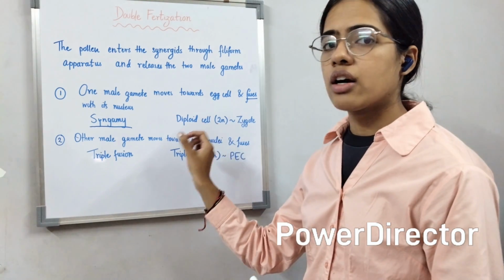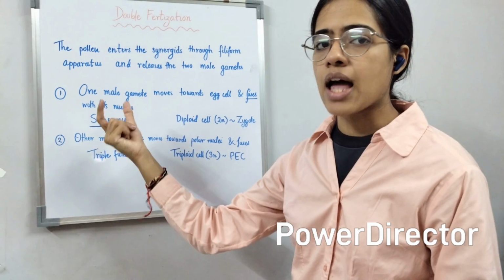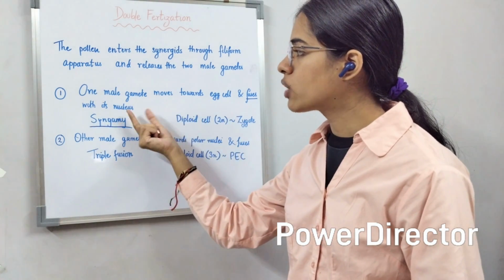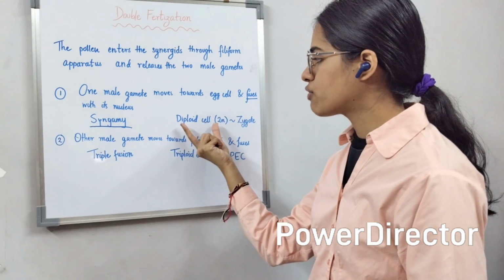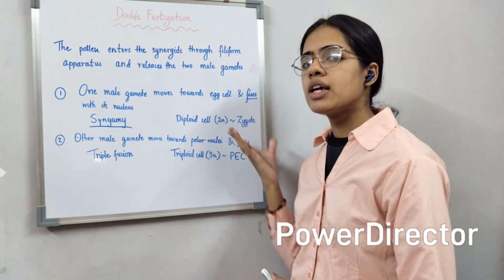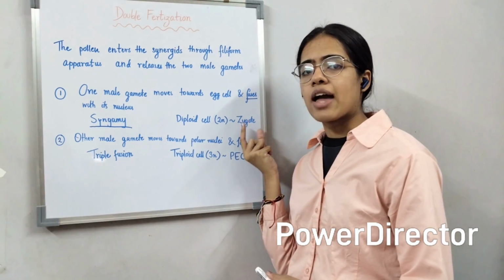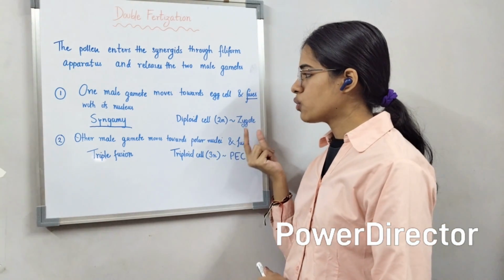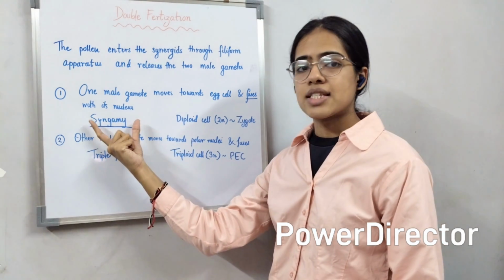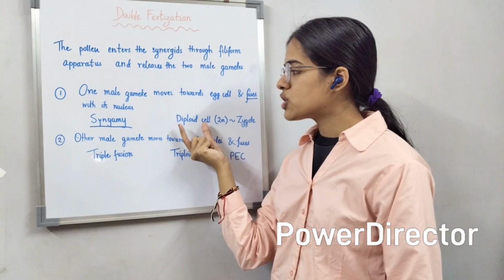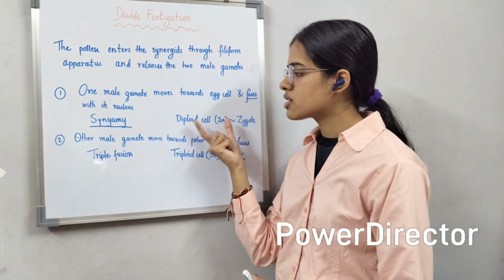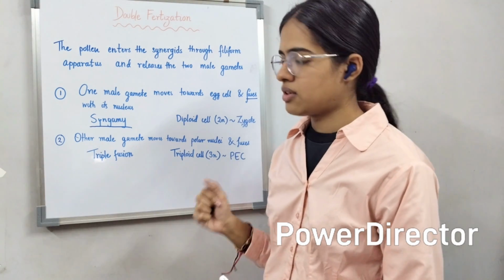So it is a diploid cell because the male gamete is a haploid cell. Egg cell is another haploid cell, and the fusion of the nucleus of these two cells leads to the formation of a diploid cell, that is a 2N cell. Eventually, this will be addressed as a zygote. So, the fusion of a male gamete and egg cell, the process is called syngamy, and the cell which is formed as a result is the zygote, which is a diploid cell.